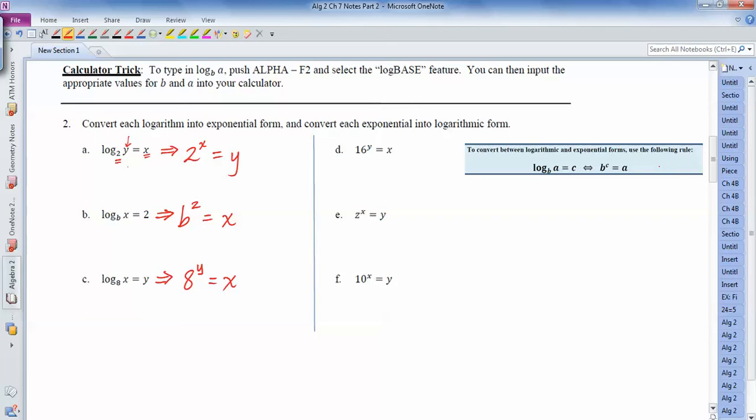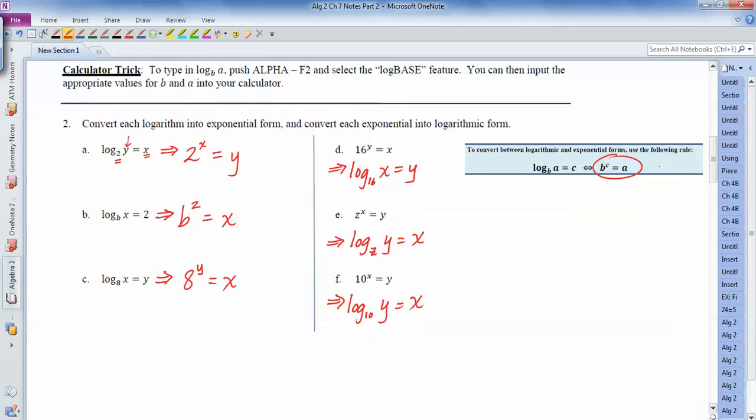Okay, going backwards, this one we've already been kind of doing. B is the 16, C is the y, and x is the a in this form. So this is going to turn into log base 16 of x equals y. This one's going to turn into log base z of y equals x. And this one's going to turn into log base 10 of y equals x.